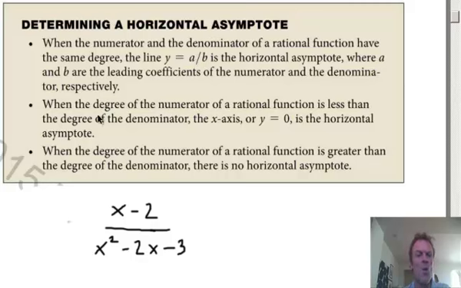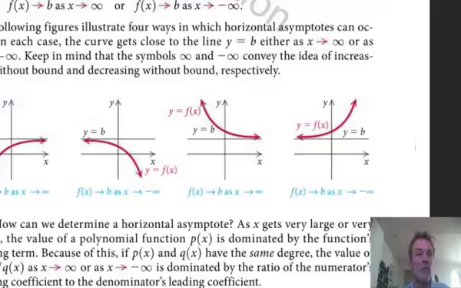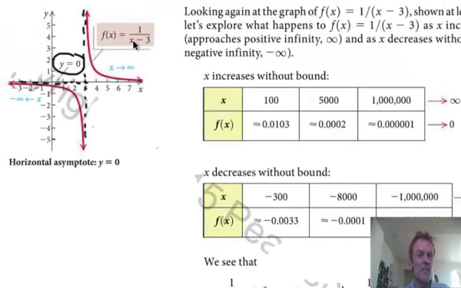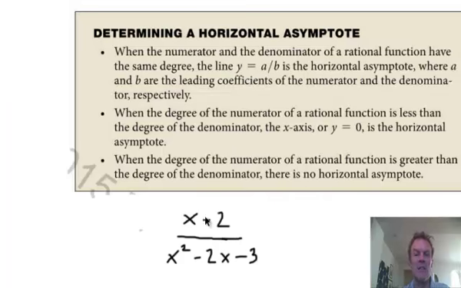When the degree of the numerator is 1 less than the denominator, then it's just y equals 0 for the horizontal asymptote. If I go back here, look at this one. That denominator is a degree more than the numerator, and that's why the horizontal asymptote was just y equals 0. So again, have a look at this one. Here, the horizontal asymptote for this will be y equals 0. Again, the denominator is 1 more than the numerator, or the numerator 1 less than the denominator.